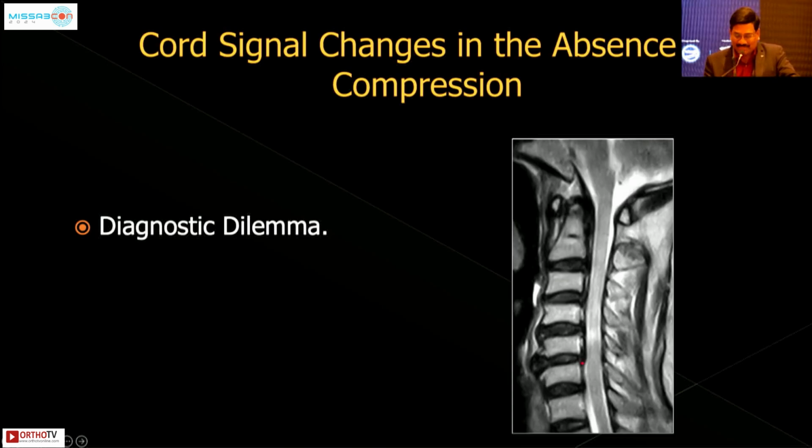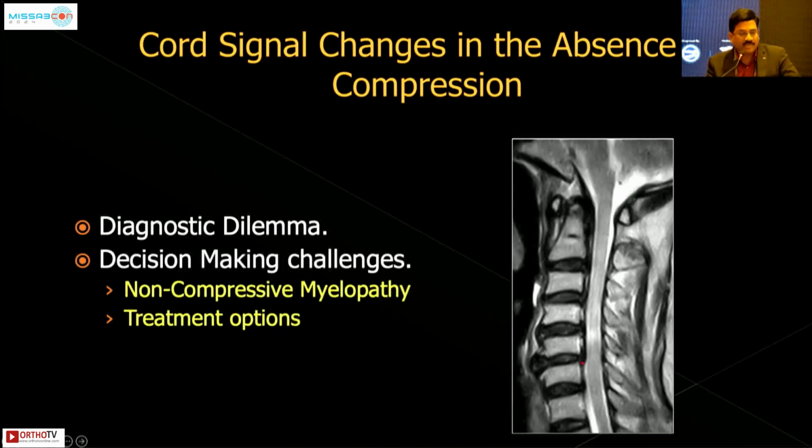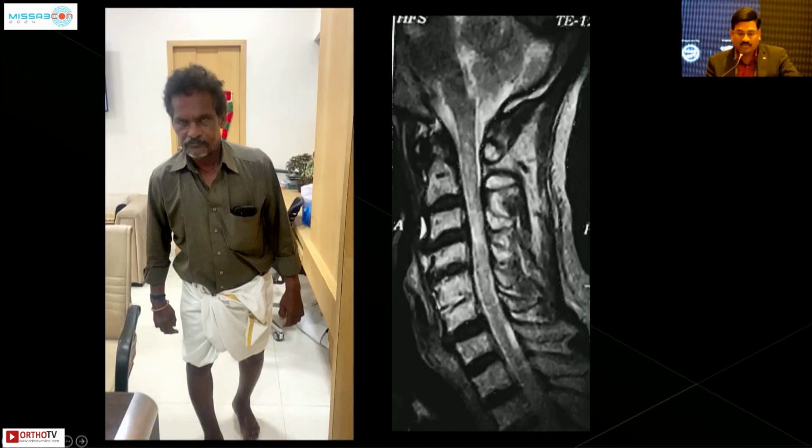So cord signal changes without apparent compression seen on MRI is quite disturbing to the surgeon as well as to the patient, because these patients pose a diagnostic dilemma, and decision making is always a problem in these patients, because we tend to treat them as non-compressive myelopathies. This patient is myelopathic, but there is no compression on MRI, and what kind of treatment options we are going to provide to the patient is also a big problem.